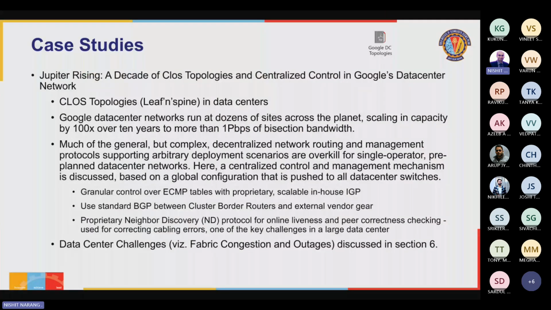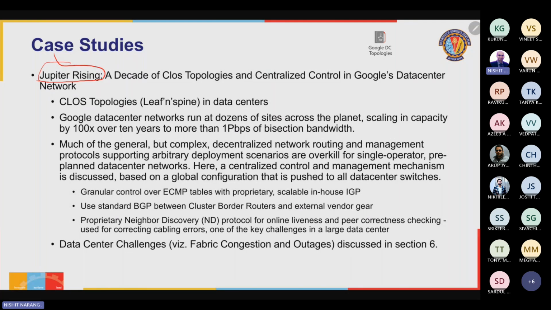Okay. The next paper is about Google's data center. So Google data center network topologies have a nomenclature where they use the names of the planets to identify a generation of their data center network topology. So Saturn, Mars, that's the kind of names they've been using. So this paper talks about a network topology which is called Jupiter.